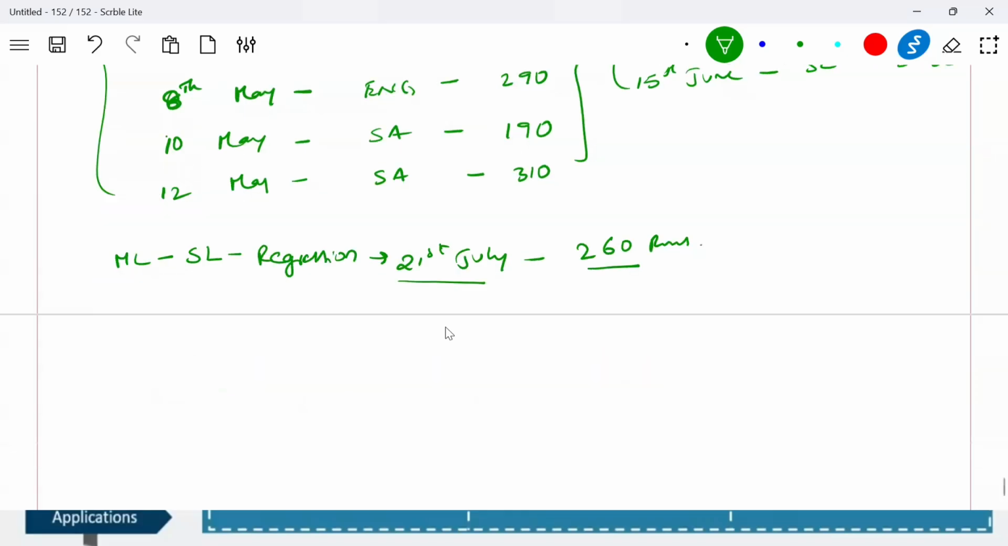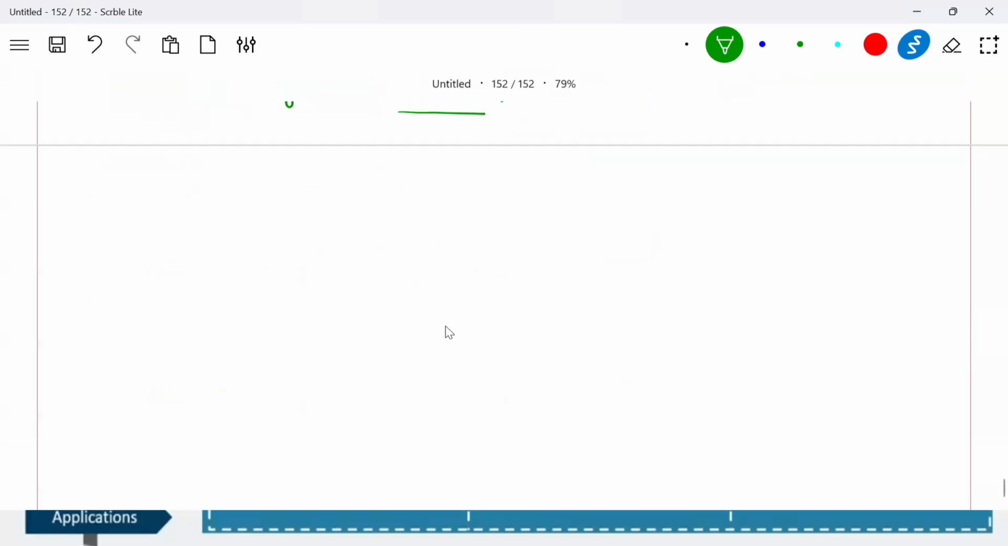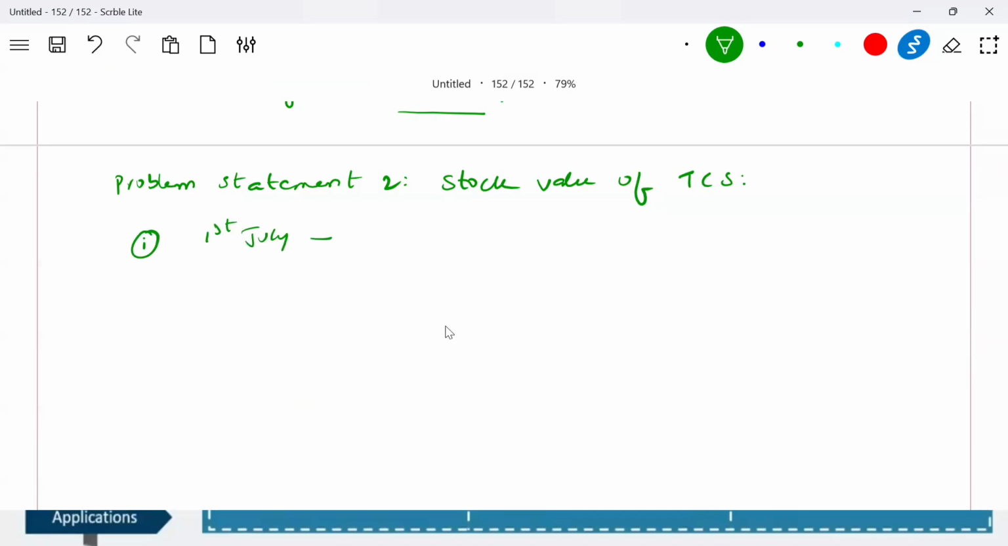Okay. Now I have a second problem. Problem statement two. What is problem statement two? I want to predict the stock value of TCS. This is only an example, guys. On 1st July, its value is around, it's only an example, 150. On 2nd July, it is around 120.